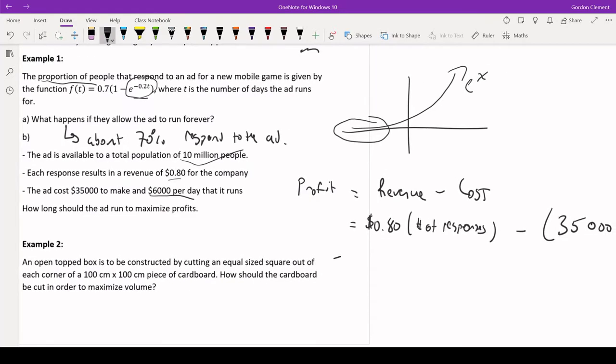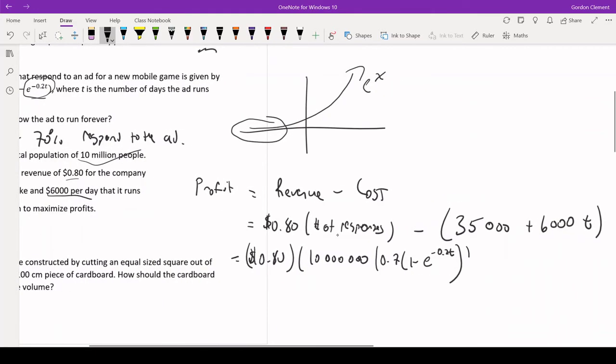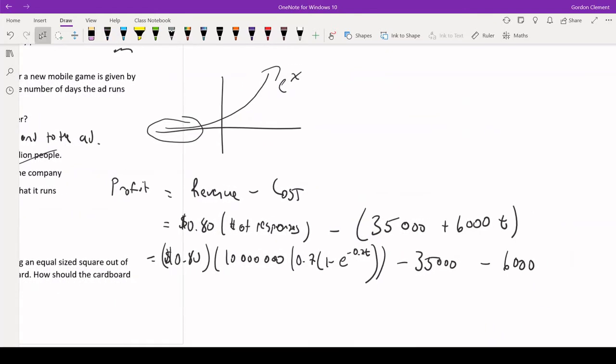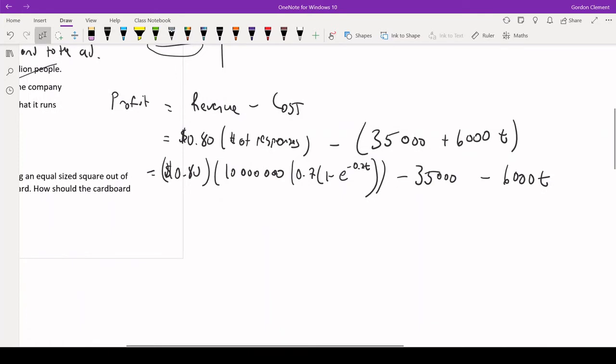So my number of people that respond is going to be 80 cents times 10 million times that f function, 0.7 times (1 minus e to the minus 0.2t). And I'll just pass that negative through the second bracket so that I can deal with that. So what I'm going to do now is just clean up that first function a bit. I'm going to get 0.7 times 0.8 times the 10 million and leave that as a number out front of this bracket here.